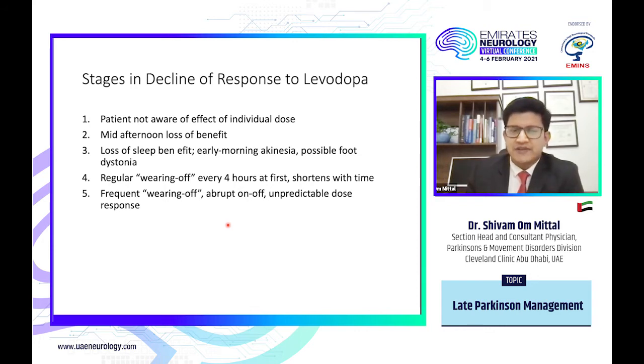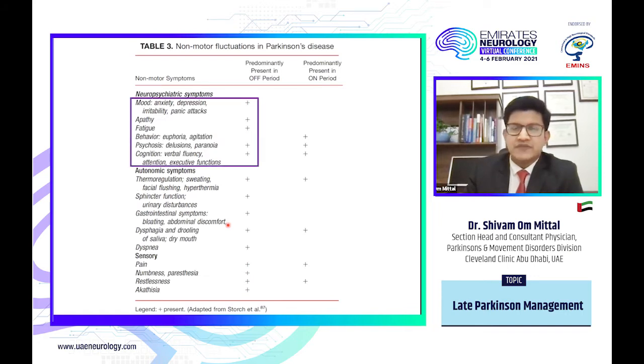And loss of sleep benefit, early morning akinesia, foot dystonia. These are other off-state symptoms. And then the patients develop the classical varying of motor fluctuations and abrupt on and off, unpredictable dose response. And these are the different stages. Non-motor symptoms are very important.